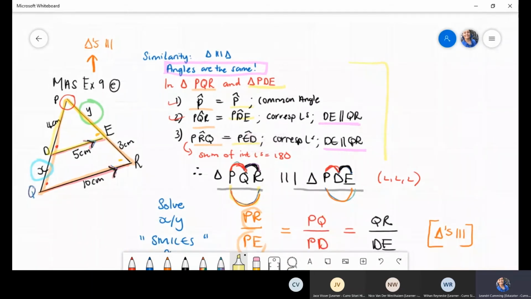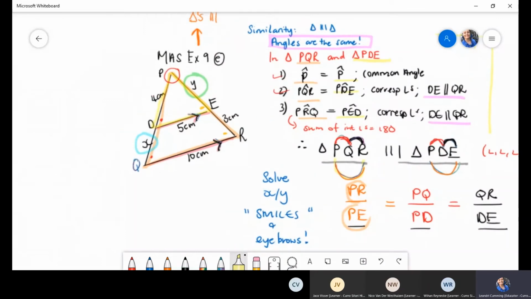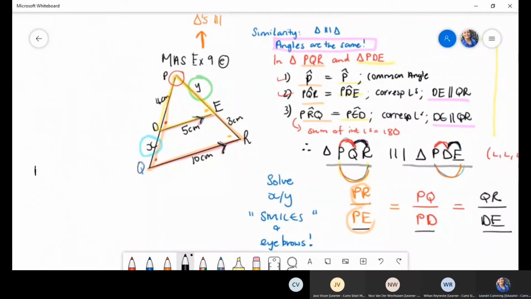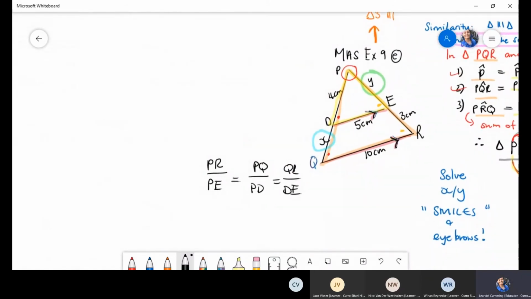Now let's go back to our diagram and see. Okay, great. I want to quickly find all those lengths. So I'm going to transfer PR over PE is equal to PQ over PD is equal to QR over DE just to the side because we're going to solve. Let's find PR, color code. Where's PR? PR is here. It's this length here. So it's the length of Y, PE, plus the length of ER, which is 3. So let's just write it like that. PR is equal to Y plus 3 centimeters over.